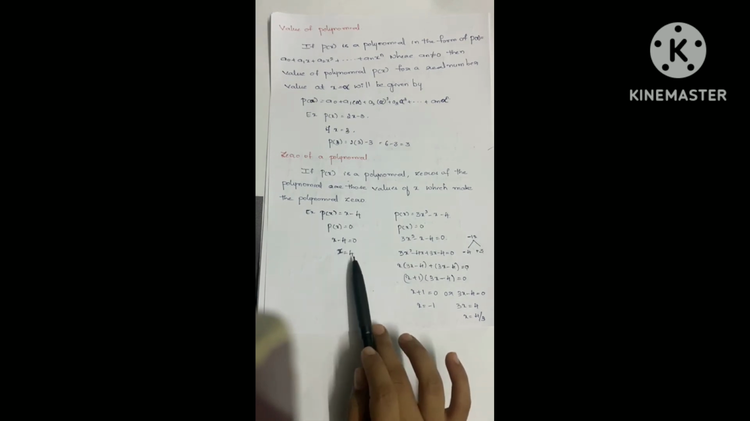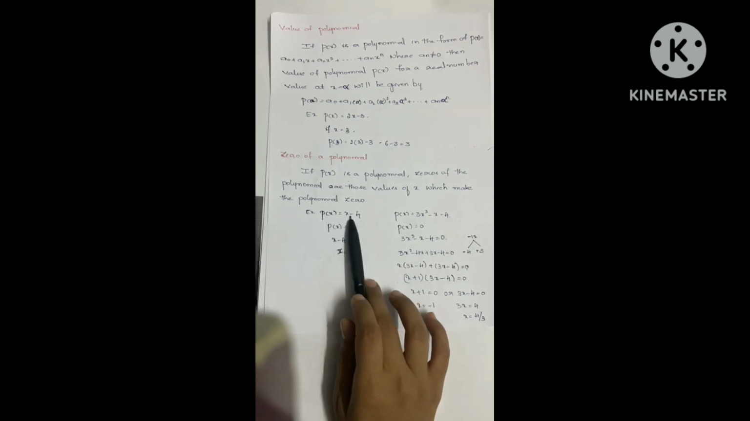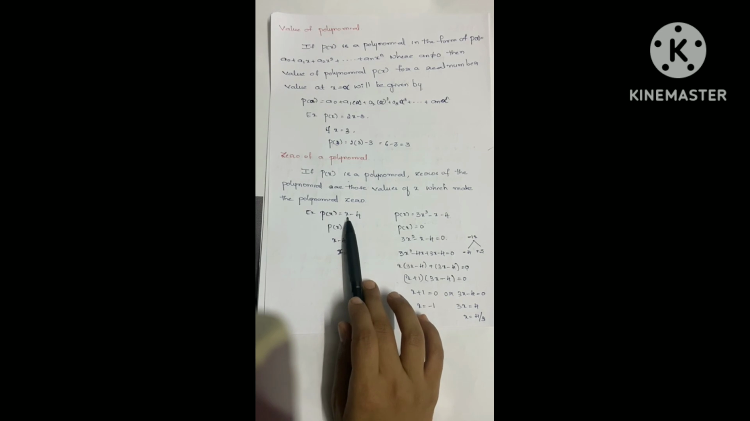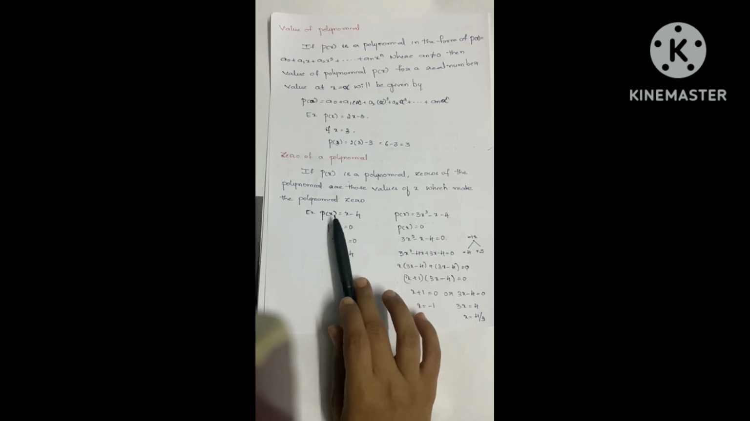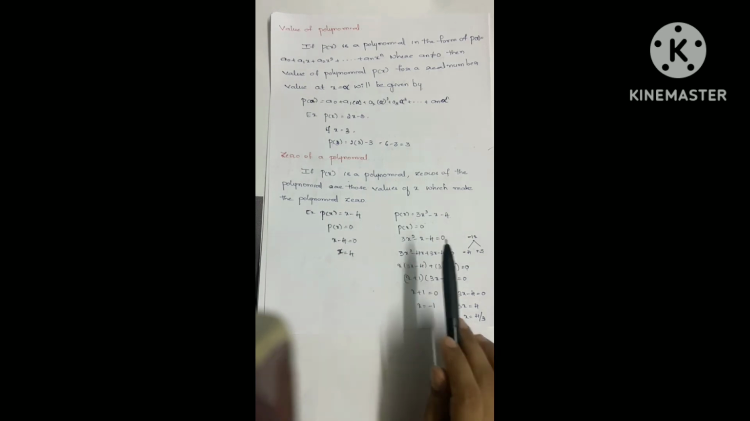When I substitute x is equal to 4 in this polynomial, I will get p of x is equal to 0. So p of x will be 0 here.